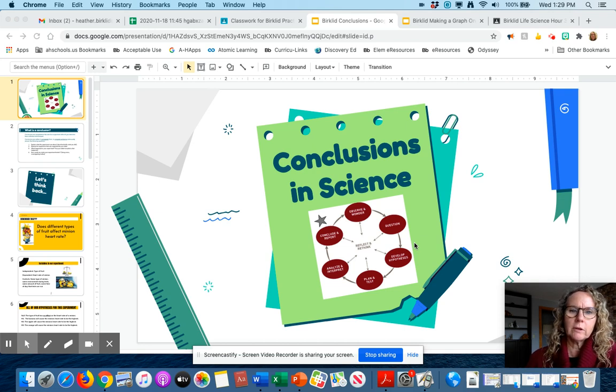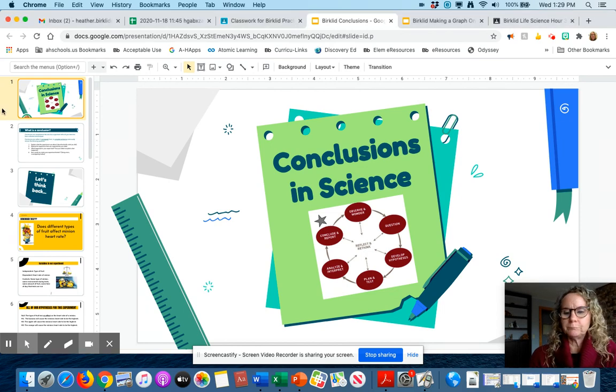Hey guys, today I want to talk to you about conclusions in science. So we've gone through our whole Clover experiment. We started with observing and wondering, and we've gone through all the steps. We came up with a question, we identified our variables, we wrote our hypotheses, then we wrote our procedures and carried out our test, and created our data table and our graph, and now we need to look at writing a conclusion. So let's review a little bit.